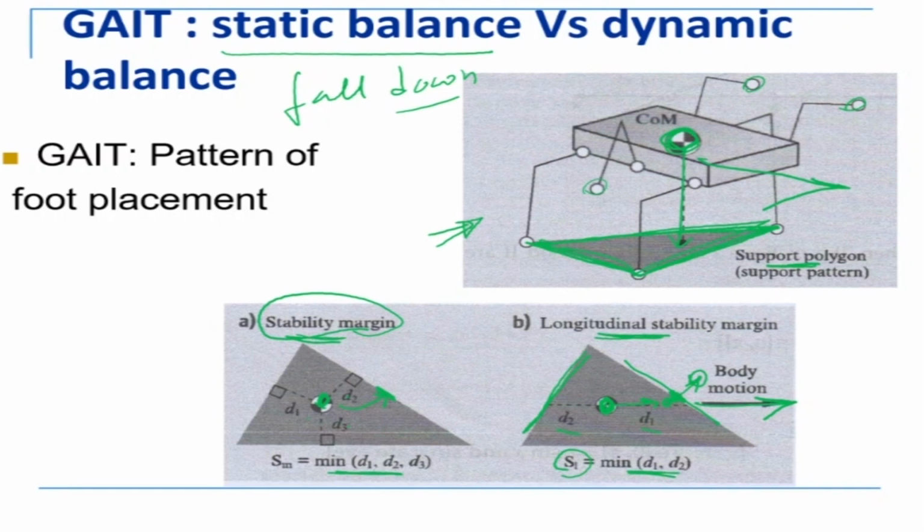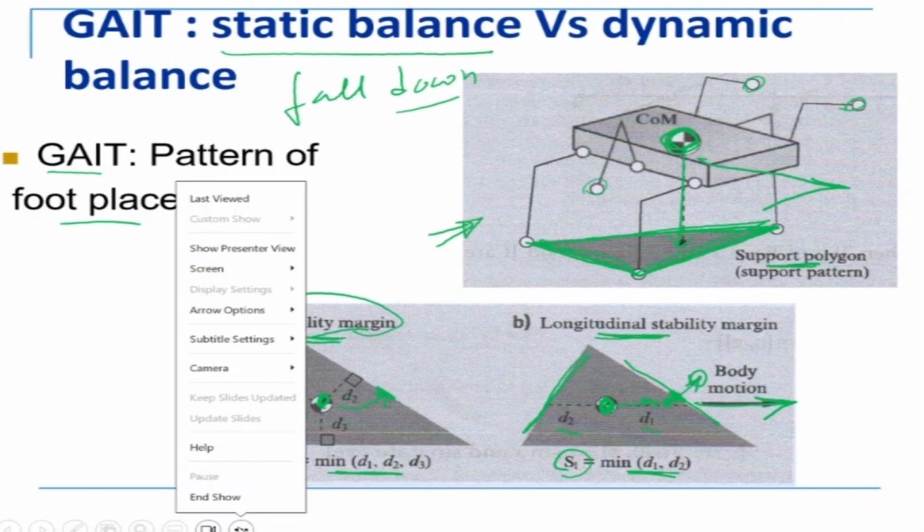And this pattern of foot placement is basically called gait. Now, how fast it can walk, how stable it is, would depend on which gait it is taking. So this is for walking. And we also discussed the stability margin in terms of static stability.